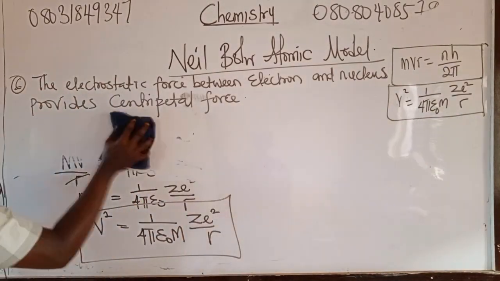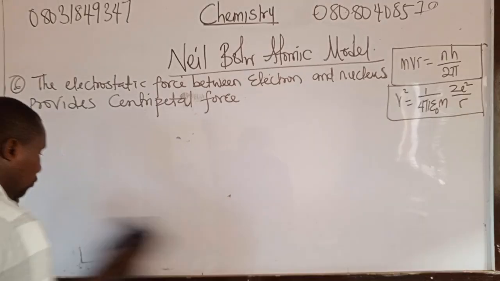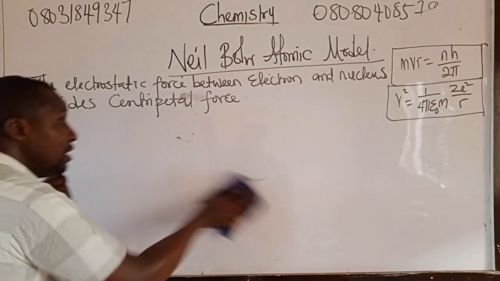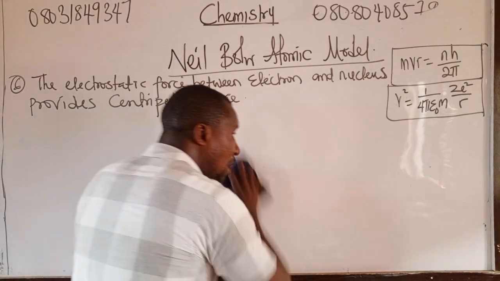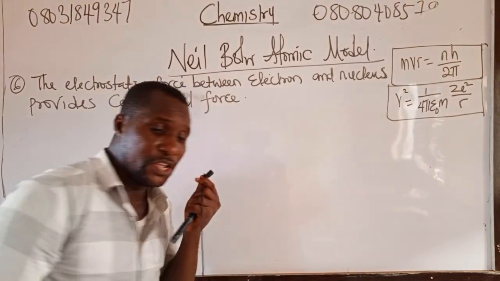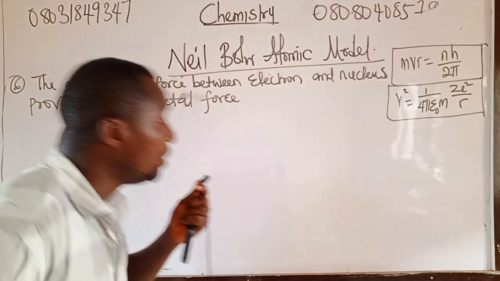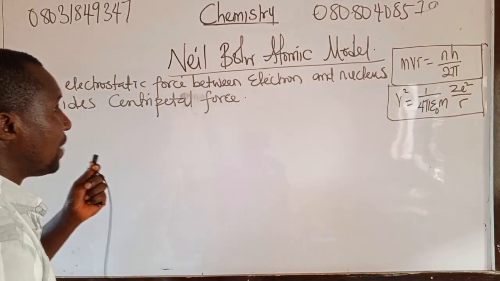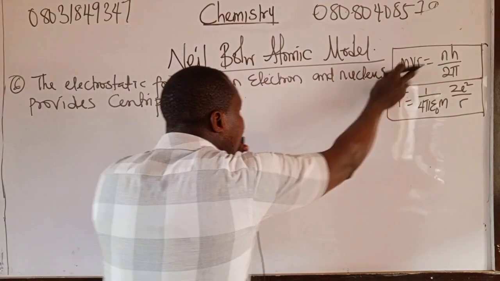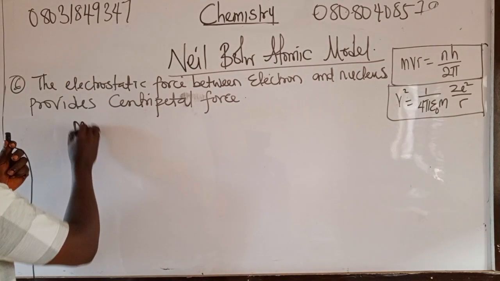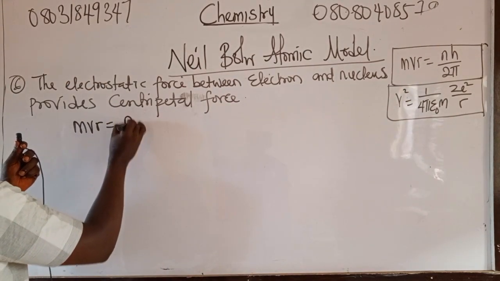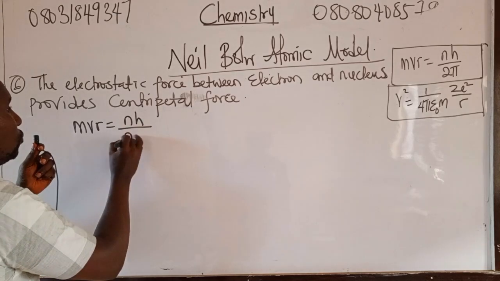Then from here, I want to calculate the radius of the shell of an atom. Let me recall this formula because nvr equals nh over 2 pi.